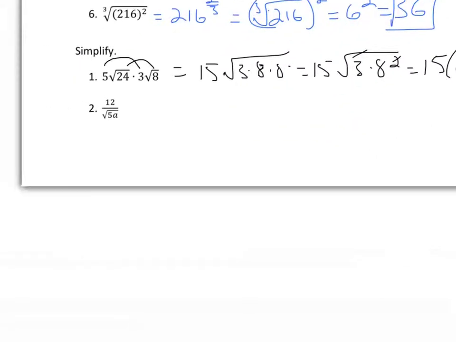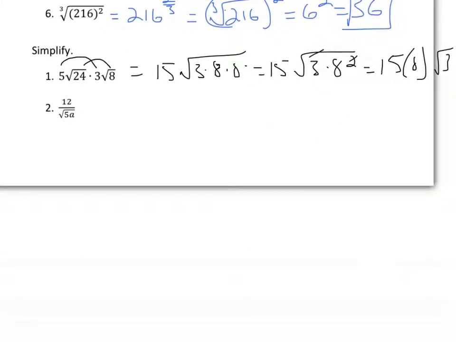Number 2 here, we just have a fraction with a radical in the denominator. We've got to get rid of that, so we have to rationalize this by multiplying by root 5a over root 5a. So on top we'll be left with 12 root 5a. And on bottom, root 5a times root 5a are going to cancel, the radicals, and we'll be left with just a 5a on the bottom.